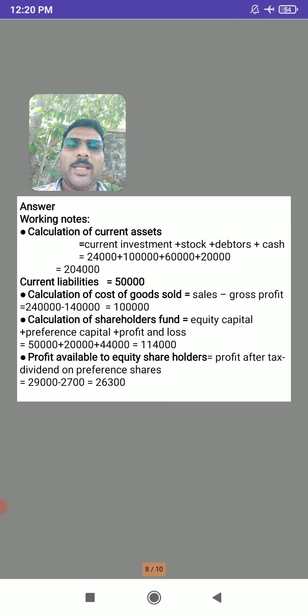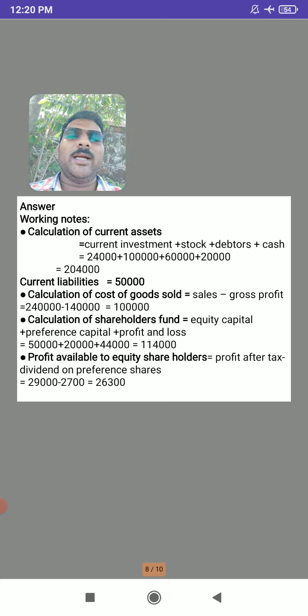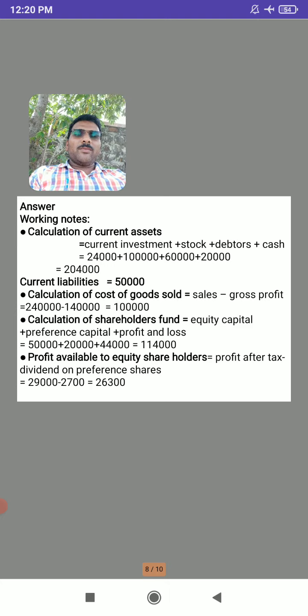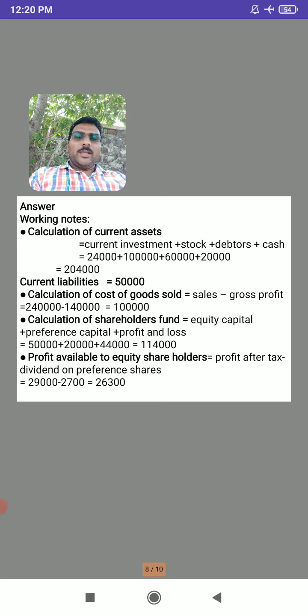The profit available to equity shareholders is profit after tax minus dividend on preference share. Here net profit after tax is to be taken, and from that dividend is calculated. After deducting dividend from net profit after tax, we will get the profit available to equity shareholders.